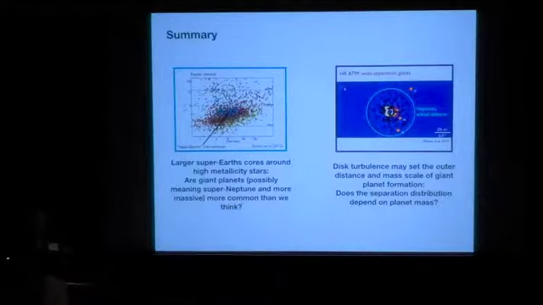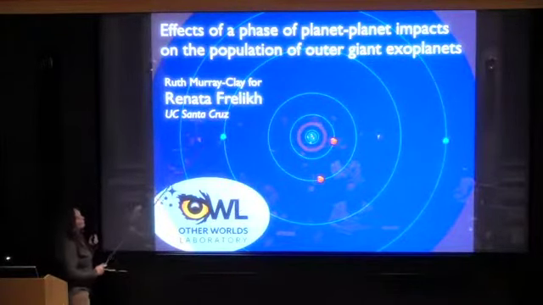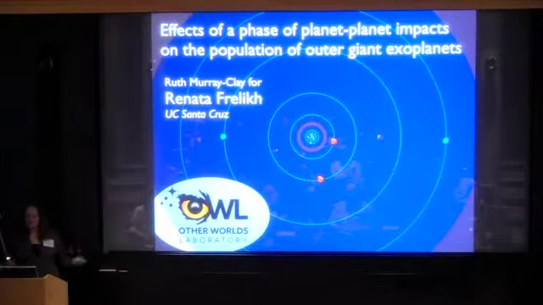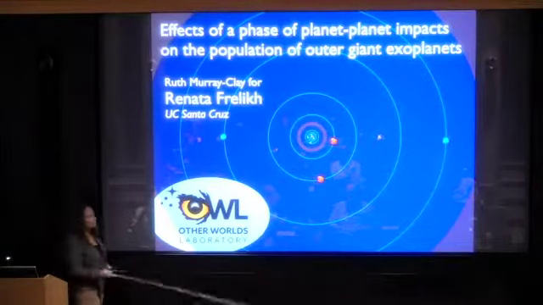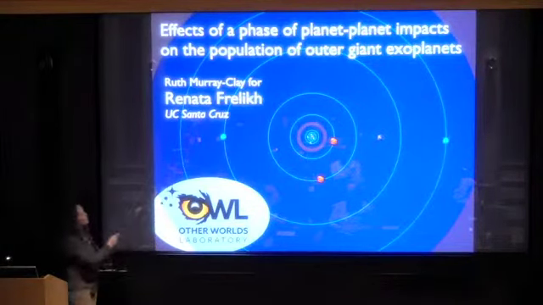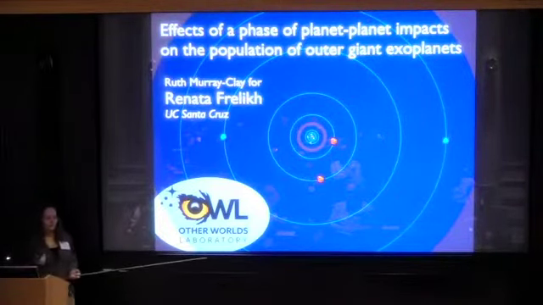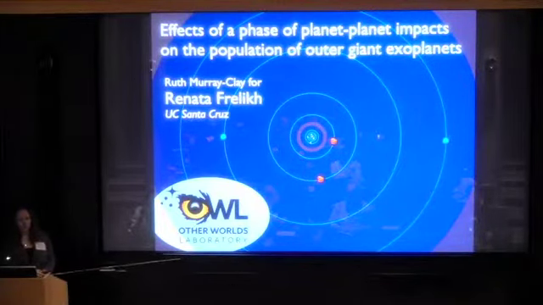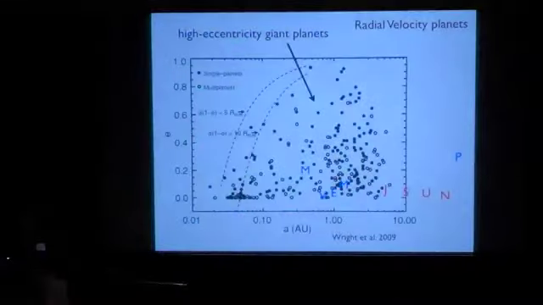All right. And that leads to Renata's project, which is to ask ourselves, then why would the planets in the inner system that we see with radial velocities be so different than the ones in the outer system? And what we'd like to know is whether there could have been a phase of planet-planet impacts for gas giants in the inner planetary system. Now, you can ask all the questions that I asked before, whether you like this idea or not, but I think that it's quite interesting.